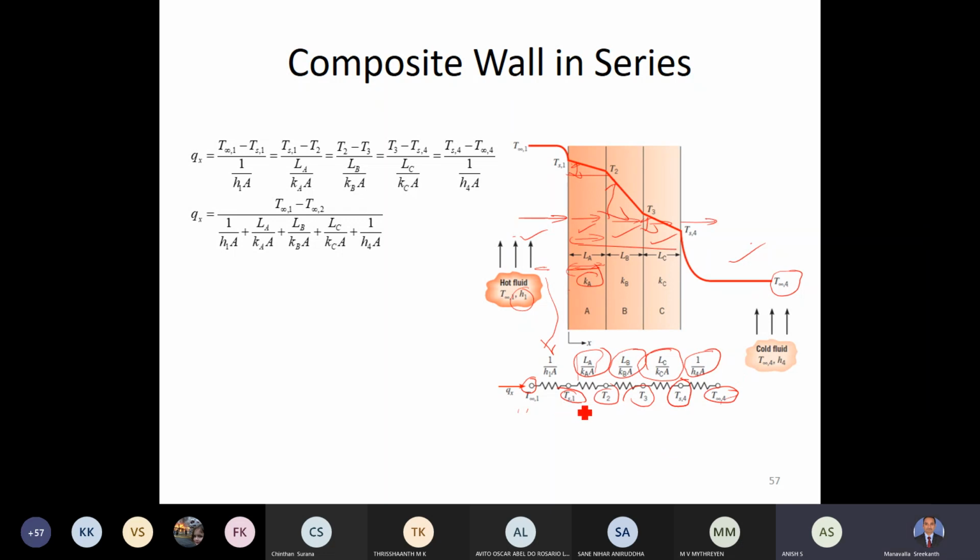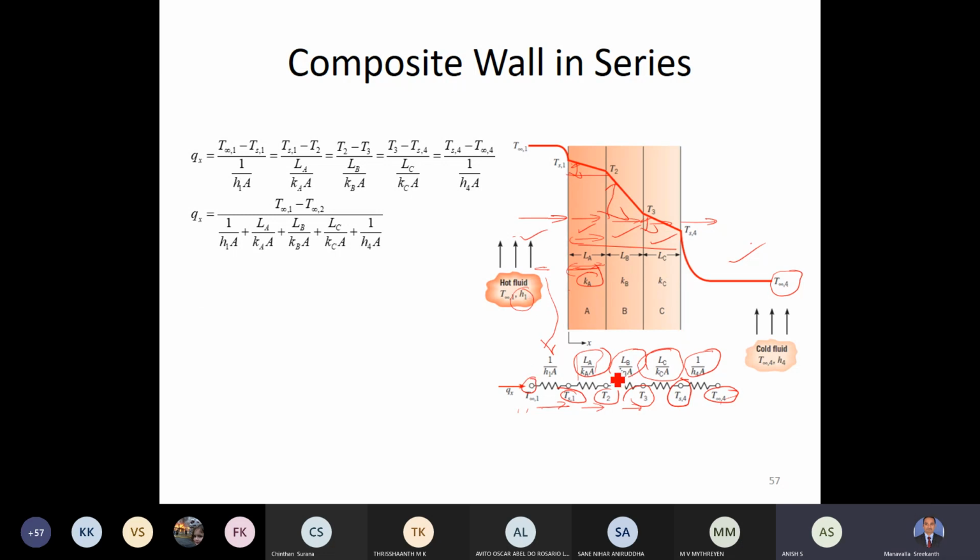So all these now are connected in series. So 1 by H1A, LA by KA, LB by KBA, LC by KCA, 1 by H4A. All of them are connected in series. Now, as I said, the heat transferred from here to here should be the same as the heat transfer from here to here, here to here, because whatever is entering should leave. So heat transfer is the same, but the temperature drop will be different.